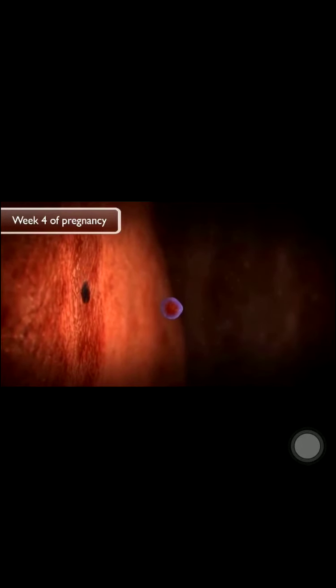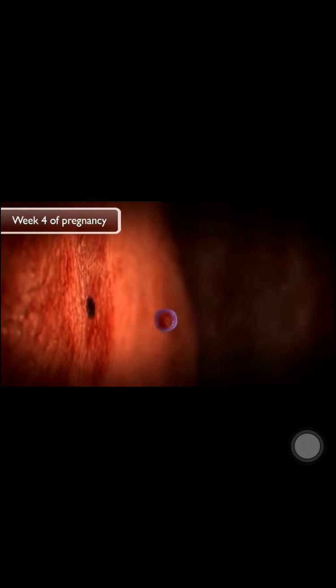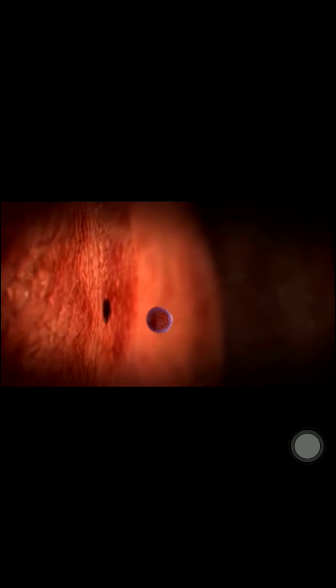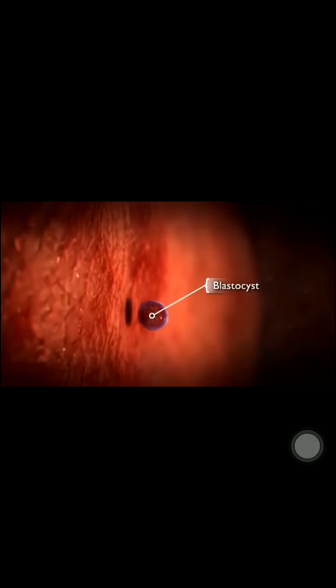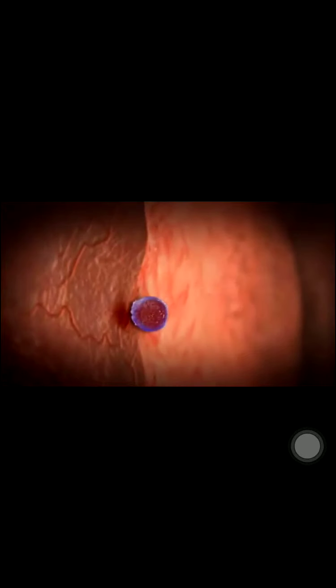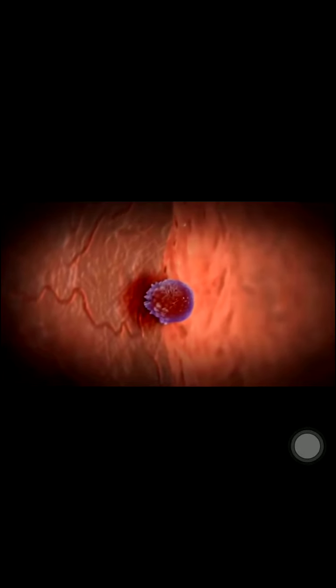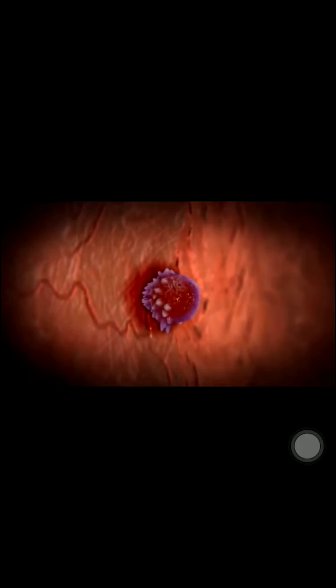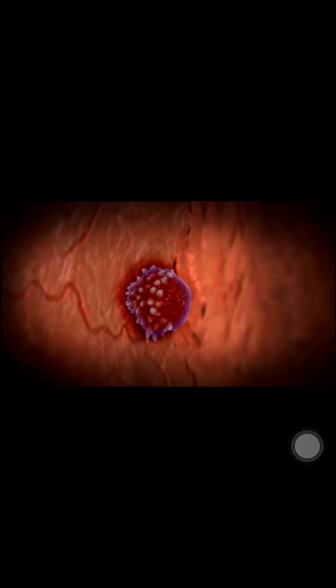During week 4 of pregnancy, the single-cell zygote divides many times to form a ball of cells with an inner group and an outer shell known as a blastocyst. The blastocyst reaches the uterus and within a couple of days implants itself in the wall.